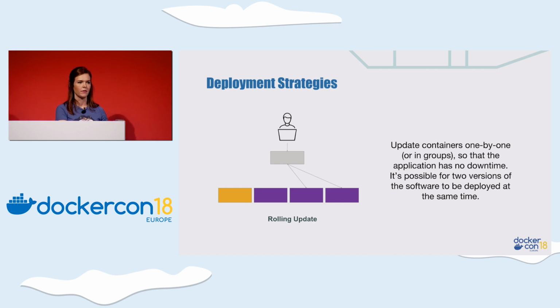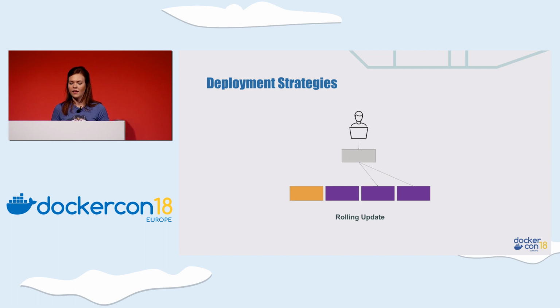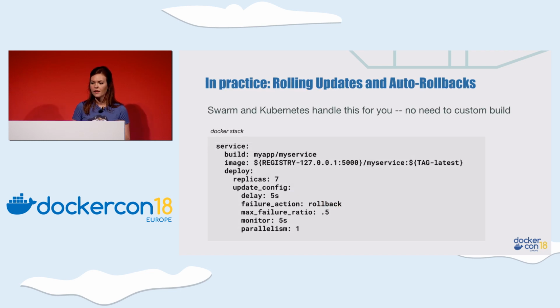This means I have a version of my software already running in production, and I have a new version that I want to introduce slowly, one by one, across all of the replicas of my service. I want to do this so that my application has no downtime. I don't want to just take off the old version and then spin up a new one. I want to do it gradually. It looks a bit like this, where the old version is purple, and then I slowly introduce my new version here in yellow so that I can do a no downtime deployment. In Swarm and in Kubernetes, again, this is done for you.